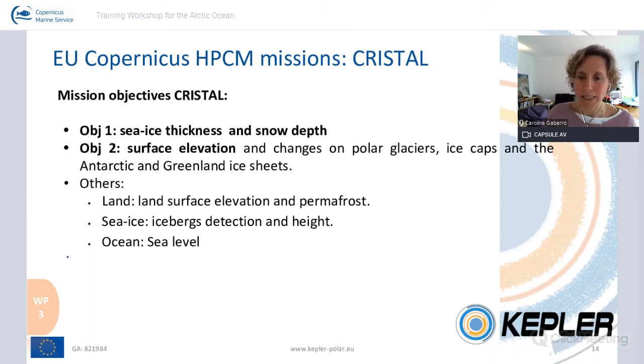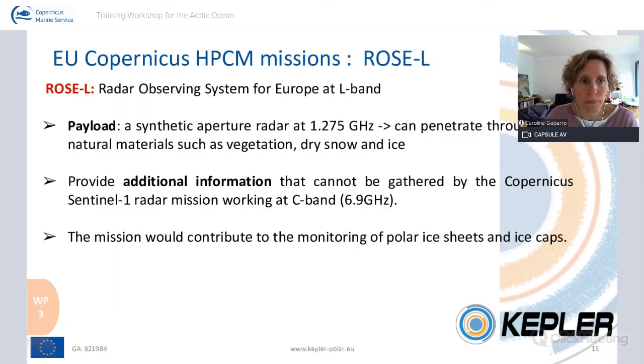So as said, CIMR would be complementary in this sea ice thickness measurement with respect to CRISTAL, and it will also measure snow depth on sea ice. The second objective is surface elevation, which is very important to monitor the Antarctic and Greenland ice sheets. Other objectives are land surface elevation and permafrost, iceberg detection, and ocean sea level.